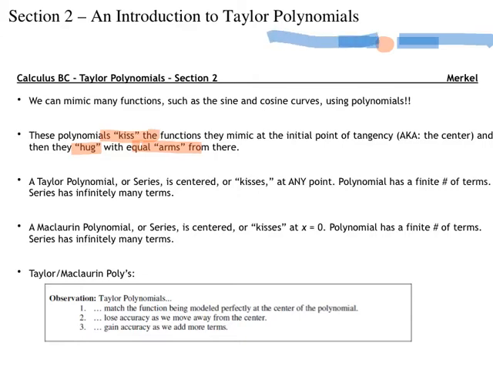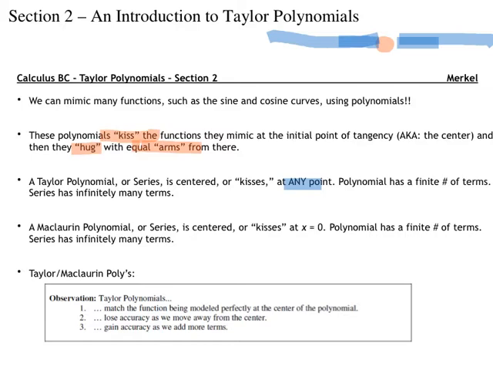So, in any case. Okay, so a Taylor polynomial or Taylor series. Now Ben talks strictly about polynomials to begin with, and then he brings in series later on. We're going to talk about them simultaneously because it's kind of silly. A polynomial just has a finite number of terms, whereas a Taylor series is going to have an infinite number of terms. The big difference is the plus ... at the end. So a Taylor polynomial or series is centered or kisses at any point. The polynomial has a finite number of terms, the series has infinitely many terms.